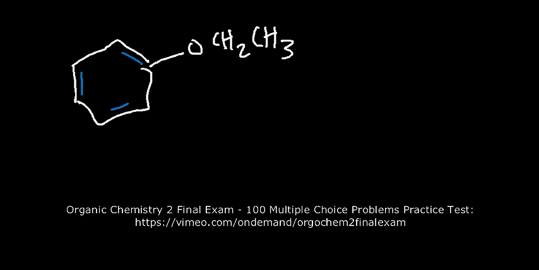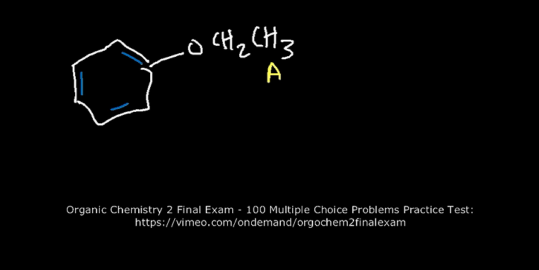So let's say we have this particular compound, methoxybenzene. Actually, this is ethoxybenzene. How many signals would you expect in the H NMR spectrum of this compound? Feel free to pause the video and see if you can get the answer yourself.